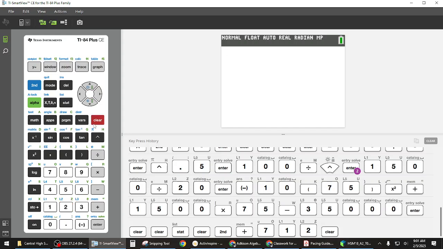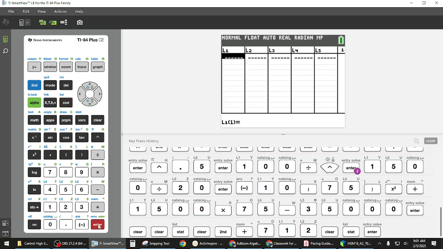Hit clear, so you should be on the main screen again. Okay, so hit stat, and then what stat is, it's called a list editor basically. If we hit enter on edit, it's going to bring up L1, which stands for list 1, list 2, etc. This is where we can enter data, and it goes up to list 6 on this calculator, I think. But we'll just stick with list 1 and 2. That's what it defaults to. List 1 will be X's and list 2 will be Y's. Okay?